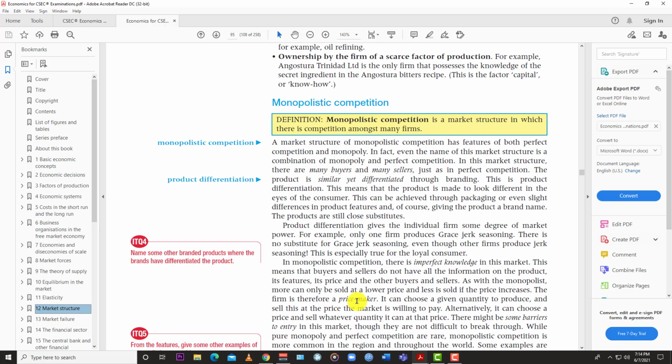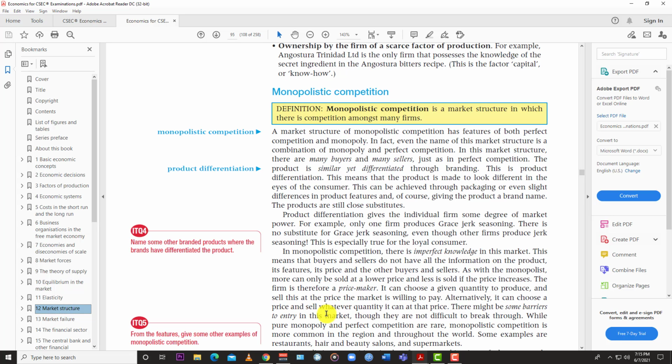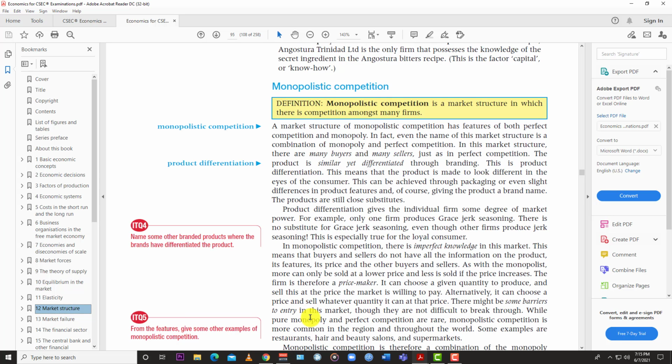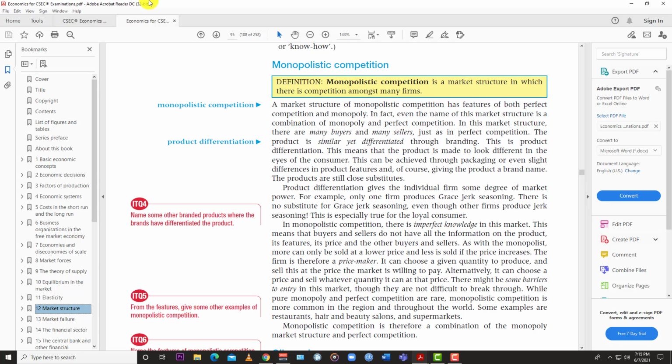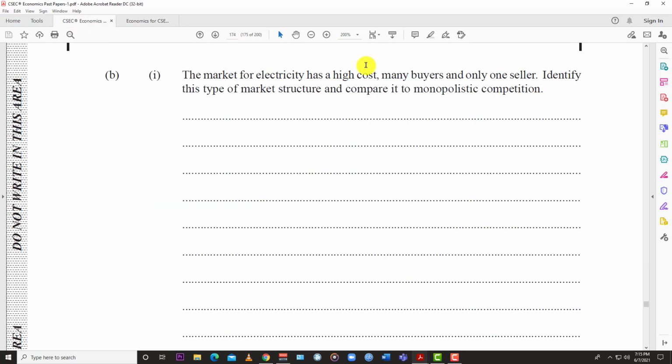They are also similar, well, different, because there are some barriers to entry in this market, some, but the monopoly has higher barriers to entry. See what I say here? There might be some barriers to entry in this market, though they are not difficult to break through. While pure monopoly and pure perfect competition are rare, monopolistic competition is more common in the region. And so you will realize that whereas in a monopoly you have a high cost, that's a major barrier to entry, in monopolistic competition there isn't that much of a barrier to entry and exit. So there's a difference right there. So they ask you to break them down, similarities, differences, you outline them, and you get your marks.